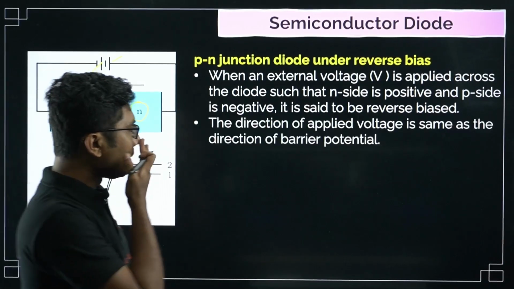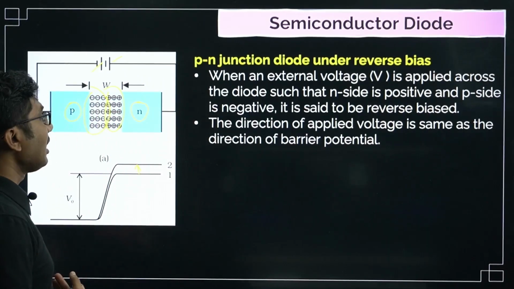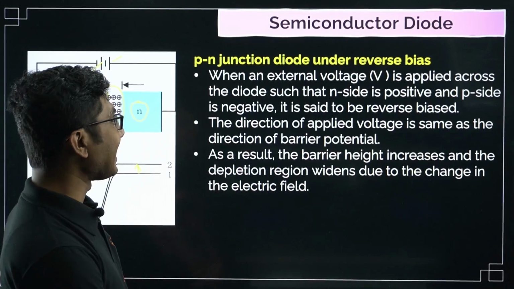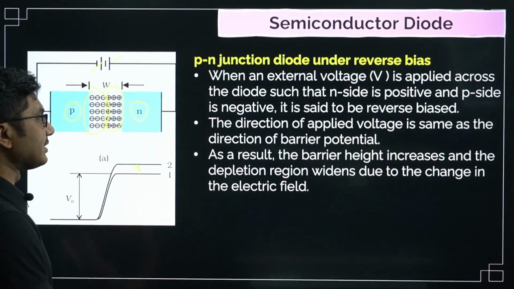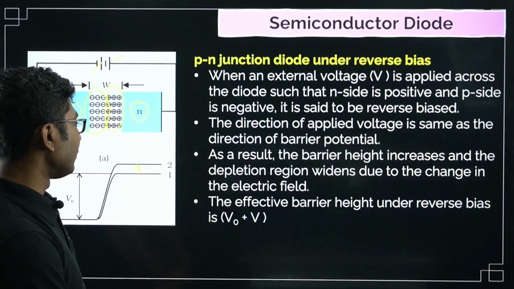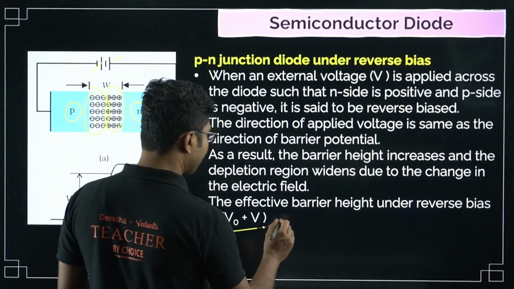The direction of the applied voltage is the same as that of the barrier potential, and as a result the barrier height increases and the depletion region widens due to the change in the electric field. So the effective barrier height under reverse bias is V plus V0.